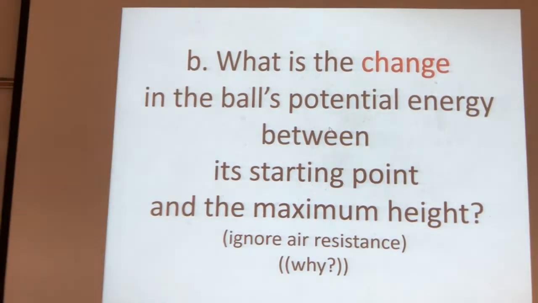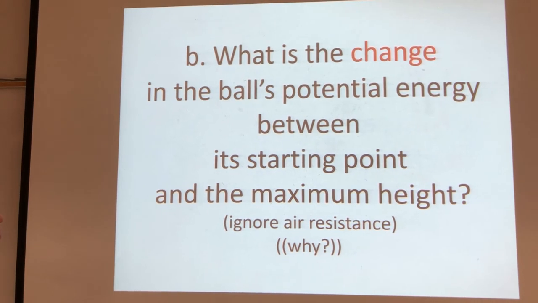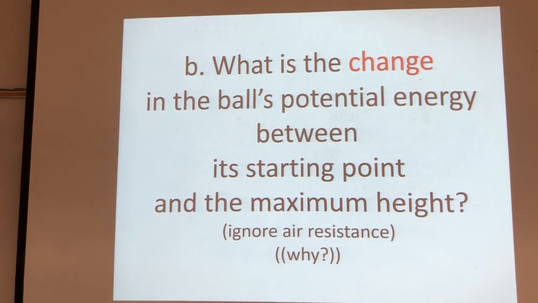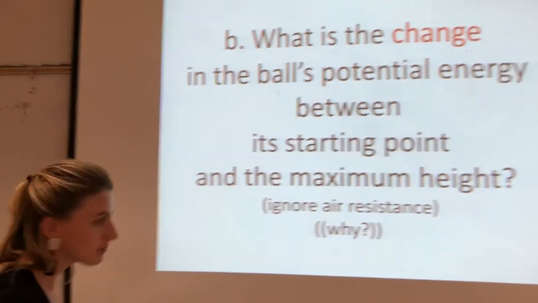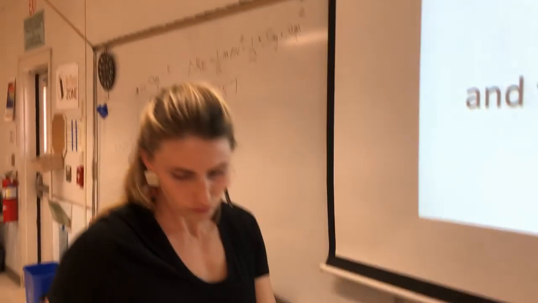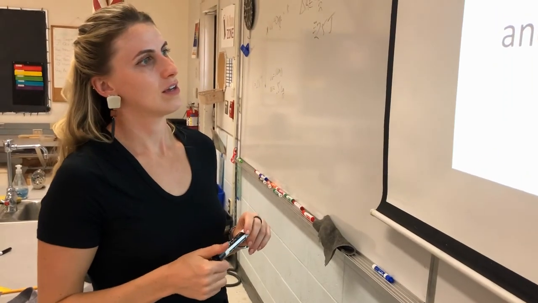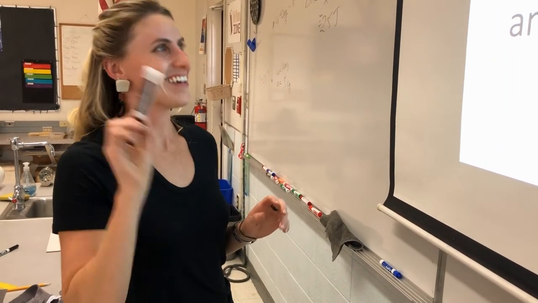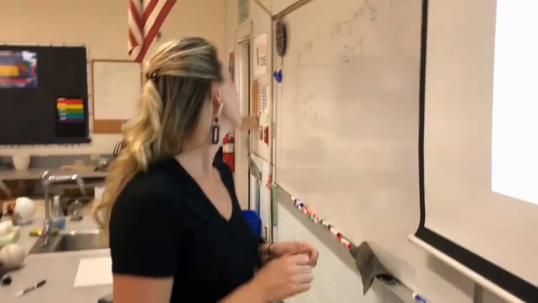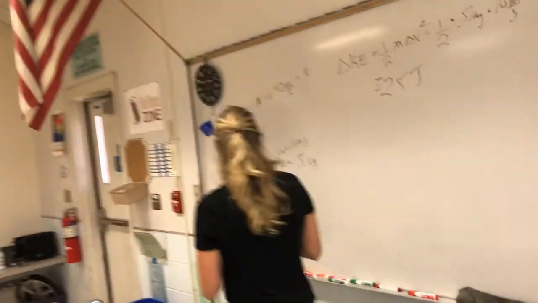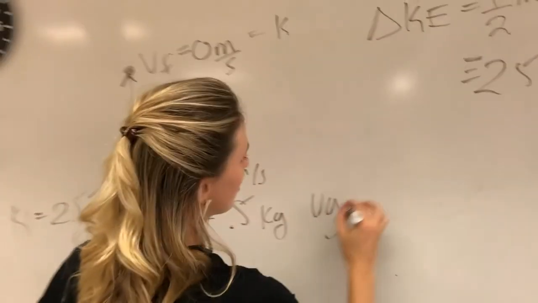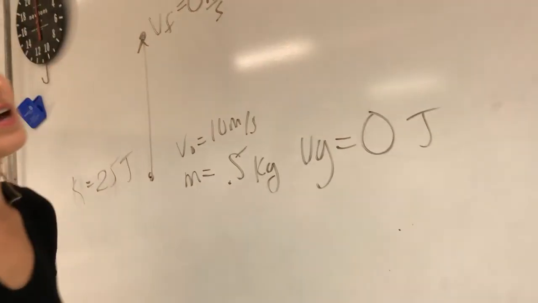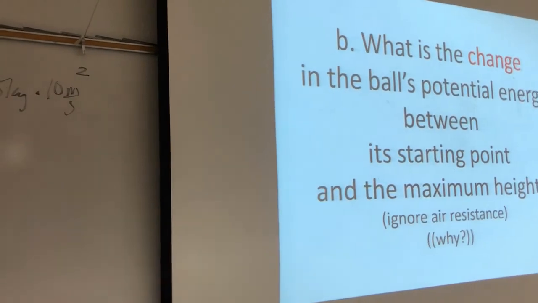What is the change in the ball's potential energy between its starting point and its maximum height? What's that cool thing you can do about potential energy? You get to set 0 wherever you want it. Where would be a good place to make the potential energy 0? Let's make the potential energy 0 right here. So UG equals 0.